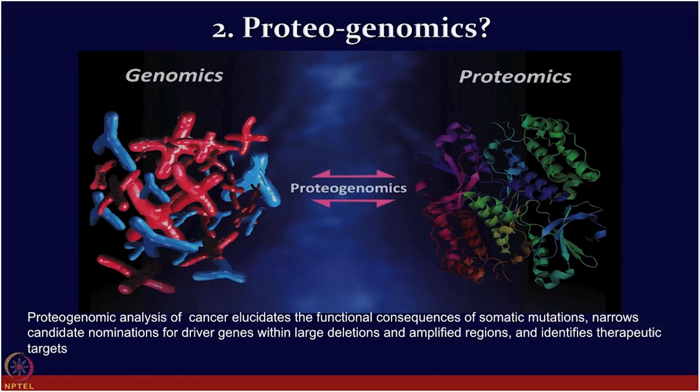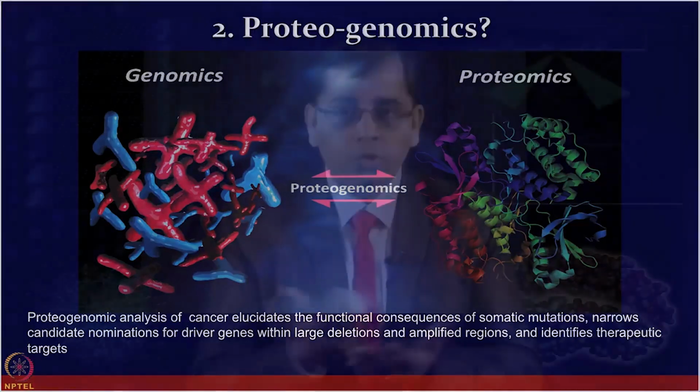Can we start integrating the most crucial molecules, the genome and proteome, together? That has led to the field of proteogenomics, which allows us to look at a lot of information that was not possible otherwise by looking at the molecules alone. Probably with this cartoon you will appreciate how the proteogenomic analysis of cancer and other complex diseases could elucidate the functional consequence of somatic mutations, narrow the candidate nomination for driver genes which may have large deletions or amplified regions, and probably identify therapeutic targets.